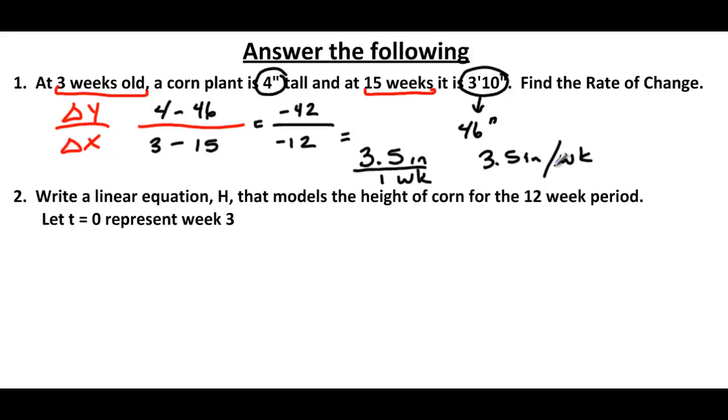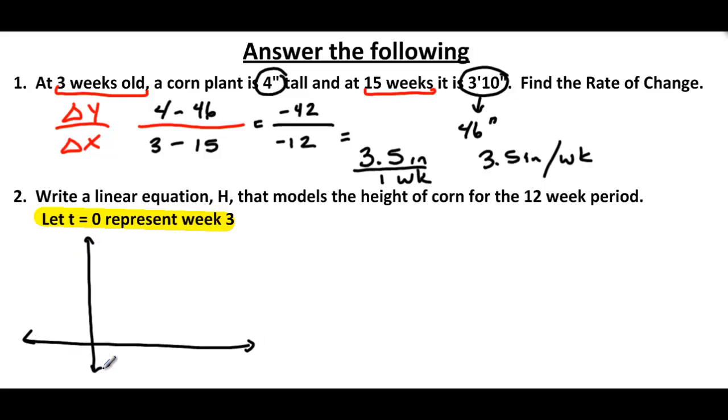It says write a linear equation h that models the height, and that's why we use h, of corn for the 12-week period. Because again, this was 12 weeks, from 3 weeks to 15 weeks. Now this is the important thing. Let t equals 0 represent week 3, and that's actually very helpful. So let's just think about what this would look like graphically, since we're going to write a linear equation, so our graph must be a line.